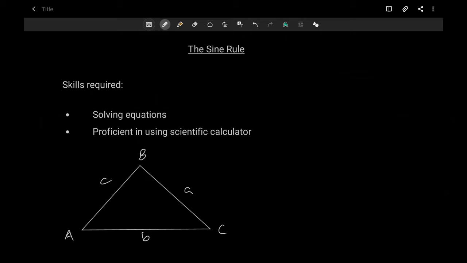When we have a non-right angle triangle, we can calculate the lengths of the sides or any of the angles by using the sine rule. The sine rule says that a on sine A is equal to b on sine B is equal to c on sine C. The lowercase a, b, and c represent the lengths of the triangle, while the uppercase A, B, and C represent the angles in the triangle. So let's apply this rule to an example.